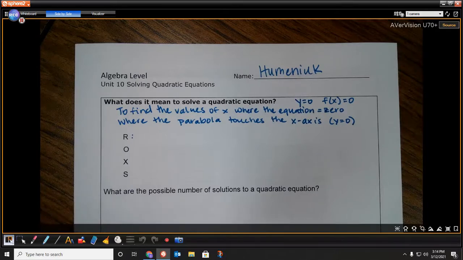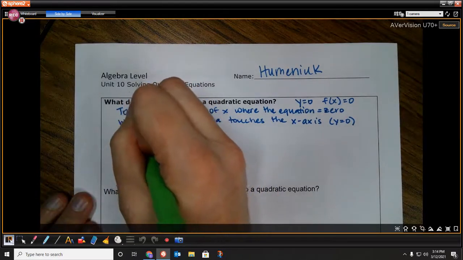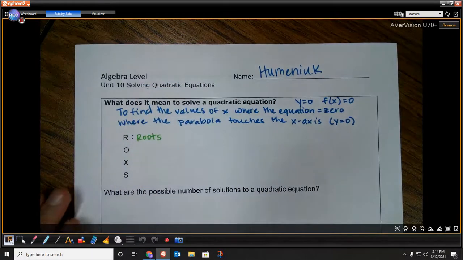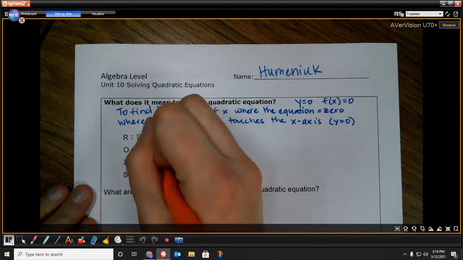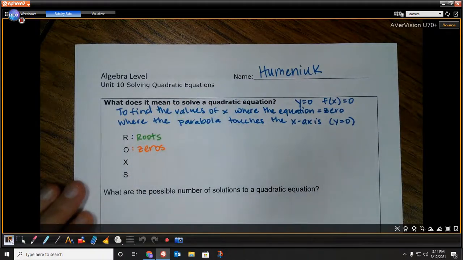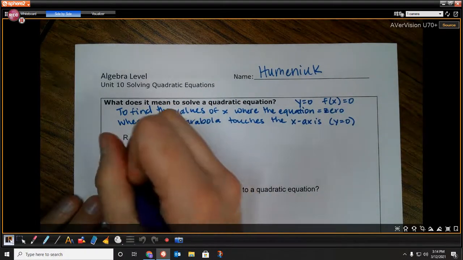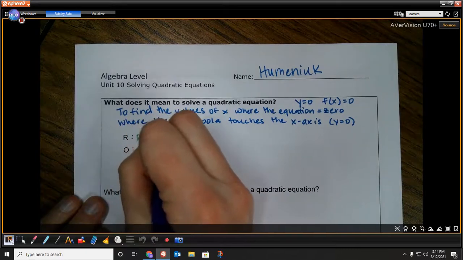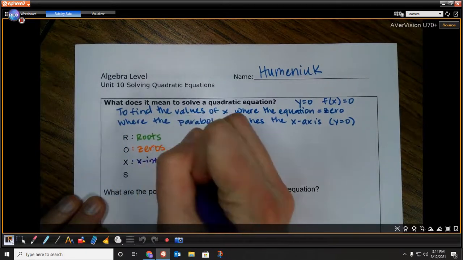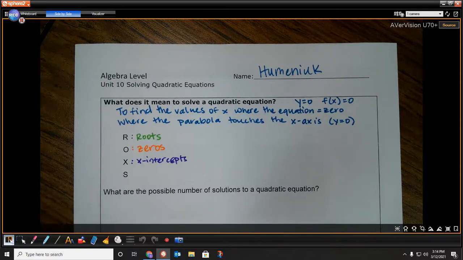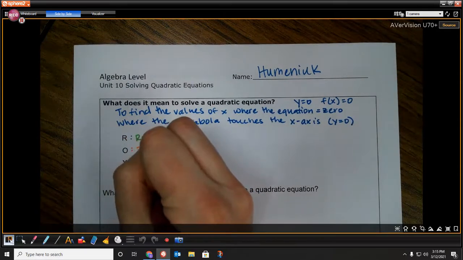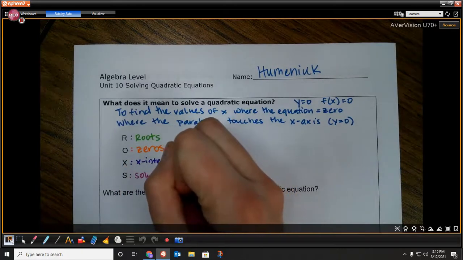So the first thing that we can call it is a root, all right? The roots. If we're asking for the roots of a function, we're asking for you to solve it. If we are asking for the zeros of a function, we are asking you to solve it. If we are asking for the x-intercepts of the function, then we are asking for the solutions, all right? And then the last one, I do like this one as well. If we ask you for the solution to a quadratic function, then we are asking you to do it.